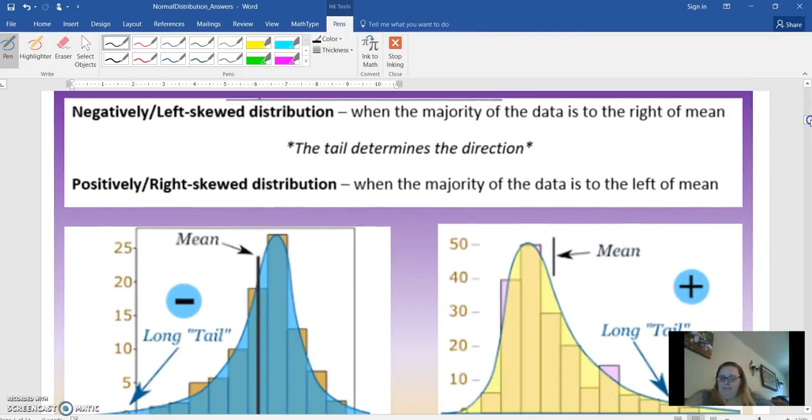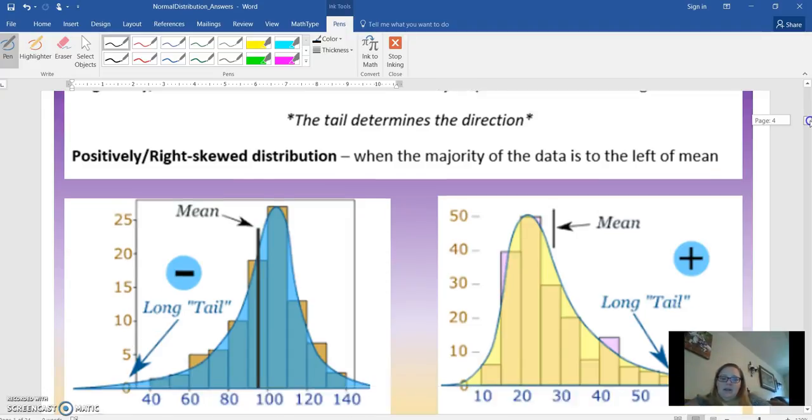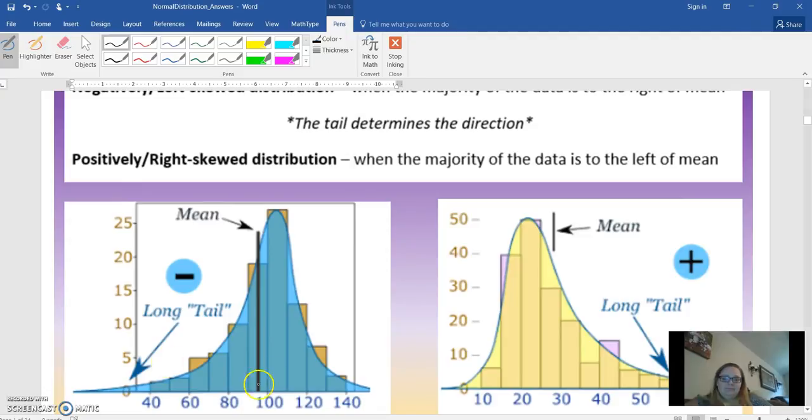Also, totally reminding you about the negative distribution and the positive distribution. You only look at the tail, okay? Negatives are the left skewed and positives are the right skewed. Pretend that's a straight line. That is how many times the number 100 came up. This is how many times 80 came up. This is how many times 140 came up.